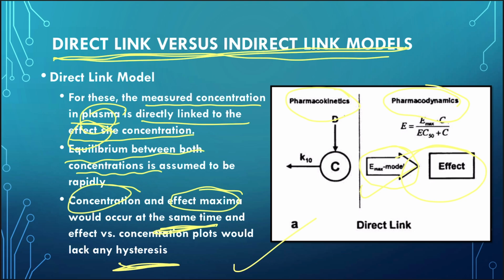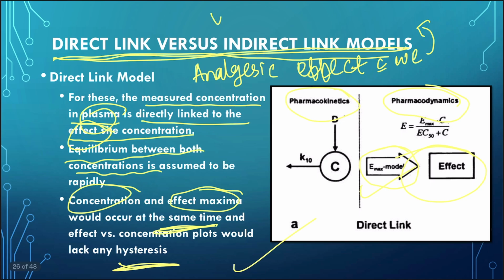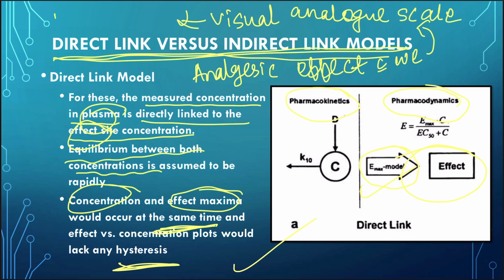One example for the direct link model is the analgesic effect, which we quantify with the help of the visual analog scale, which is nothing but a scale for pain rating, related to the concentration of diclofenac in plasma. So that is one example of the direct link PKPD models.